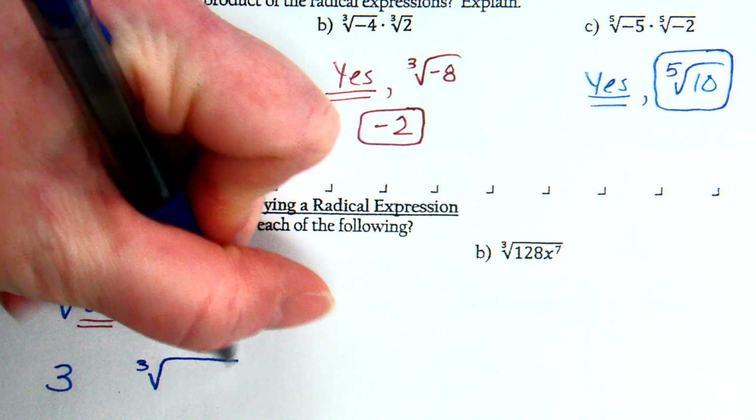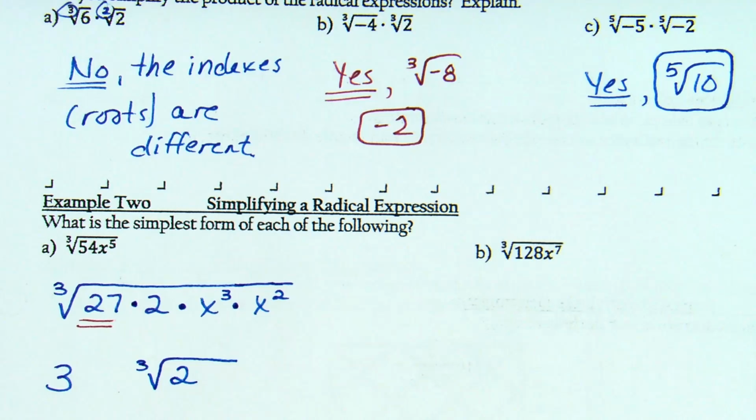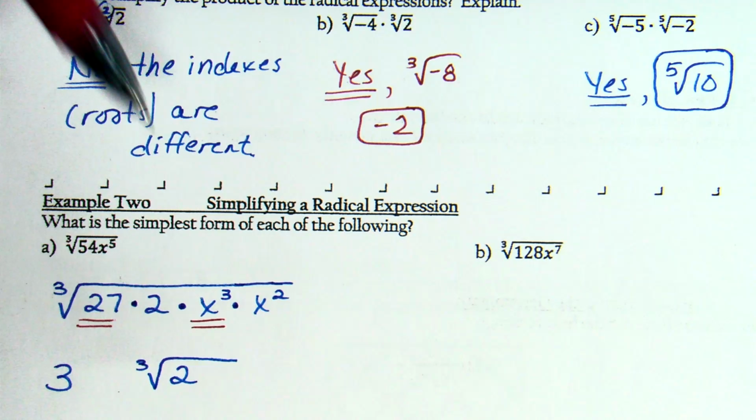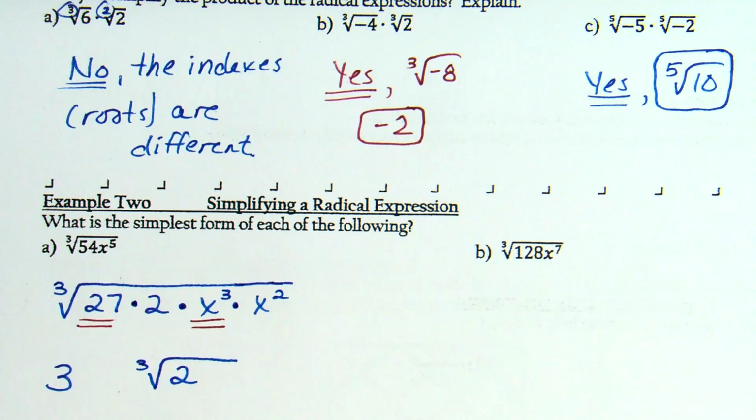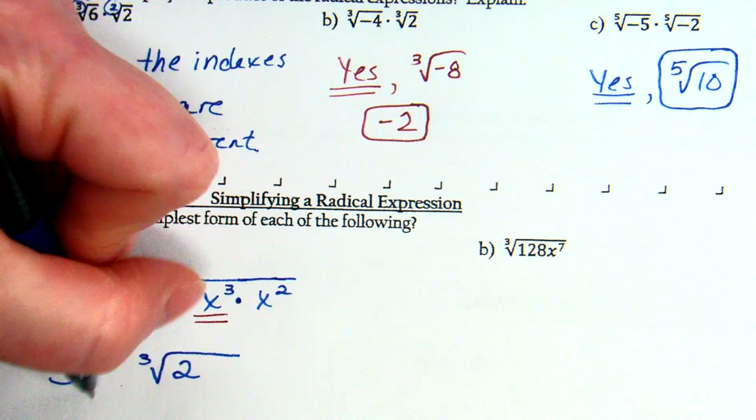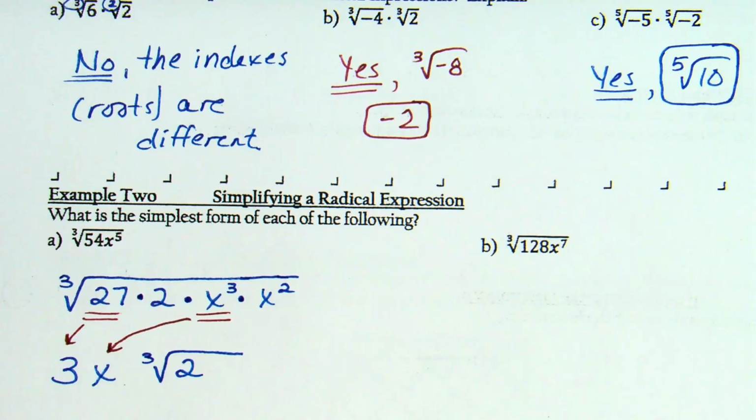Do you know the cube root of x cubed? X to the first, because 3 divided by 3 makes it x to the first. So where do I put that x? Out front. So these two both went out front. Do I know the cube root of x squared? No, because 2 divided by 3 is a fraction. I can't have a fraction. So where's that x squared going to stay? Under the radical.